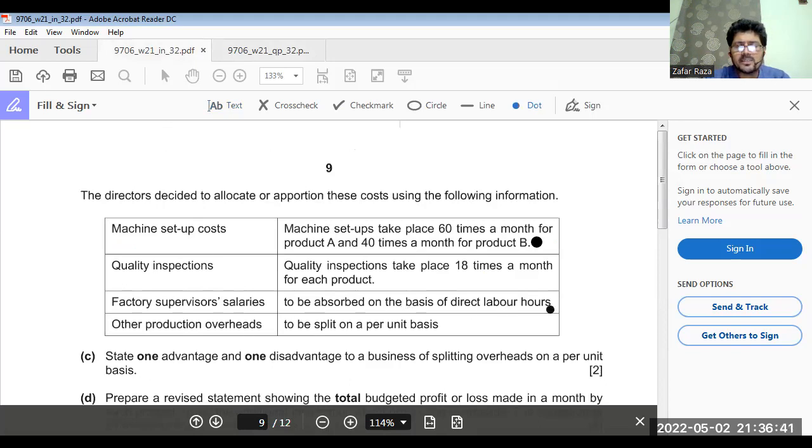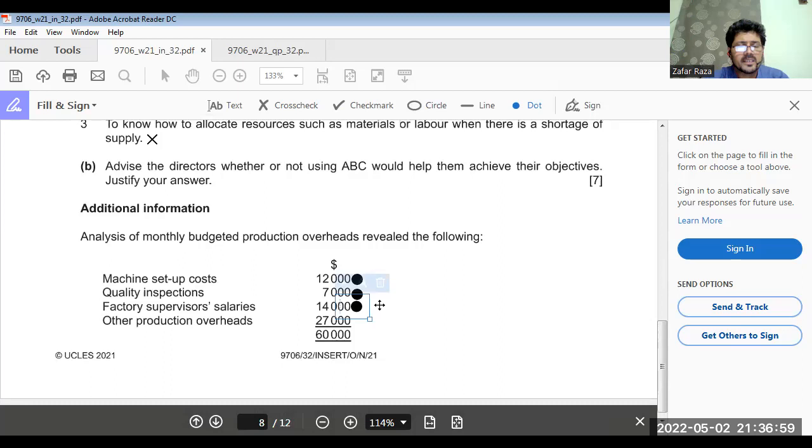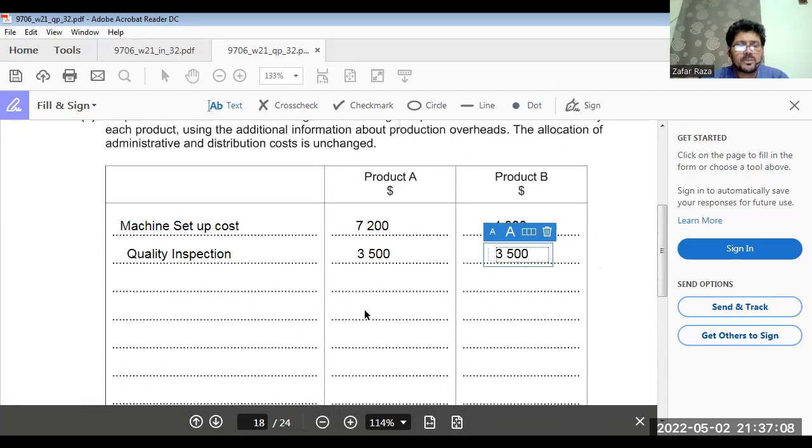Factory supervisor salaries to be apportioned on the basis of direct labor hours. Okay. No problem. We will do it. Direct labor hours. So what is the cost? This is 14,000. What we did last time: how much direct labor was there? 2,500 for A and 1,000 for B. These were the direct labor hours. So what we do, in total we have 3,500 hours.